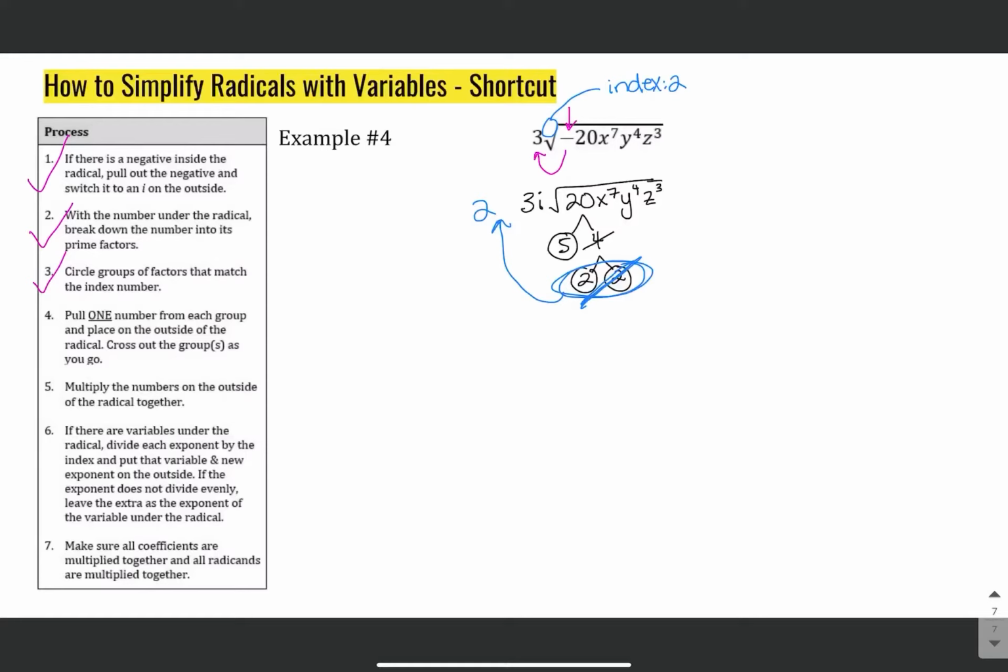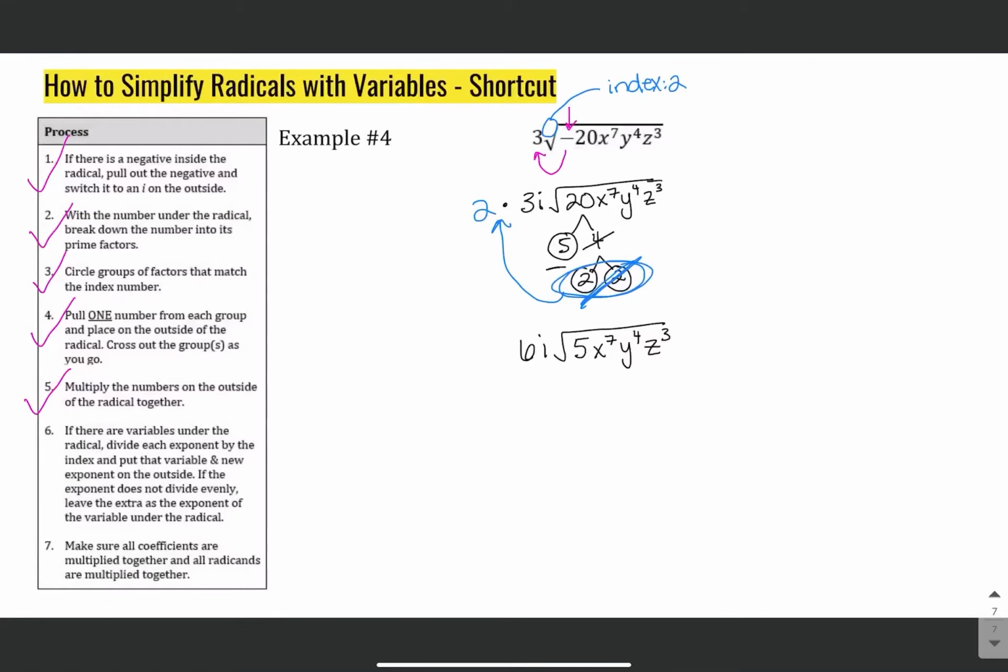All right, let's go ahead, and that would be step 4. Step 5, multiply our numbers on the outside. So I've got 2 times 3 here. That's going to be 6i. Notice what I have left over. I have 5. And then I still have our variables here. So x to the 7th, y to the 4th, and z to the 3rd. All right, that step's done.